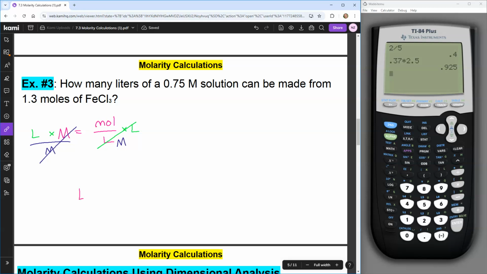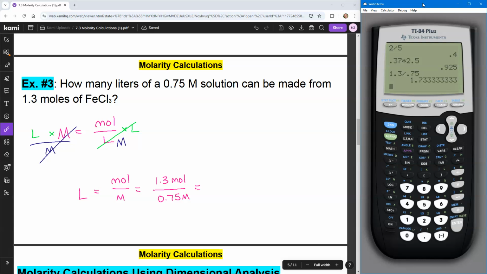Okay, so we're trying to find liters. So I'm going to do moles over molarity. So I have 1.3 moles, and my molarity is 0.75. So if I plug this into my calculator, I got 1.3 divided by 0.75. I get 1.733, and of course we want 2 sig figs, so 1.7 liters would be my answer here.